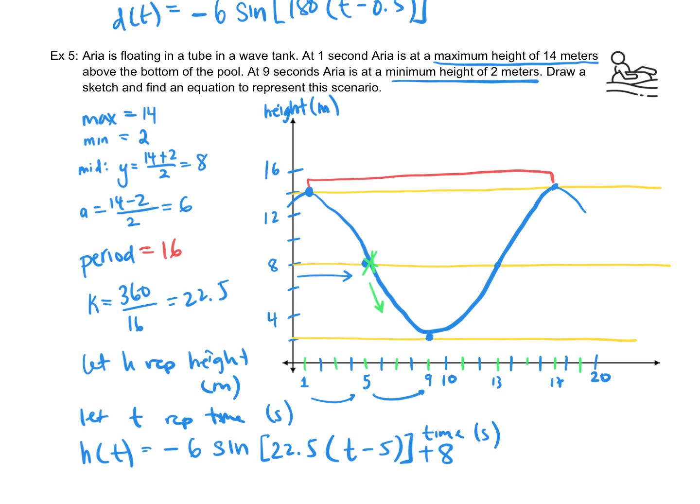Like for this one, I can ask you, at what times is Arya at 8 meters? And I would know to look at my midline points and say at 5 and at 13. Or I can ask you, when is Arya at 12 meters? And then I'm estimating it based on my sketch. I might estimate here is 3 seconds and here is 15 seconds roughly. Or I can ask you, what is the height at a certain time? And I can use my sketch, or I could even replace my t value with that time and then punch it into my calculator. So that graph, that equation, it opens up some doors to us. But that's it for sinusoidal modeling.